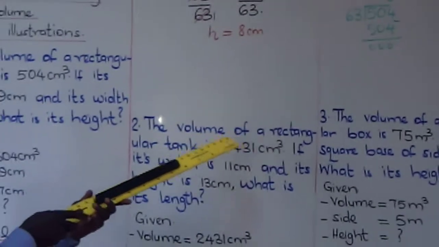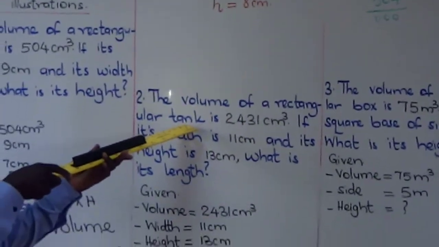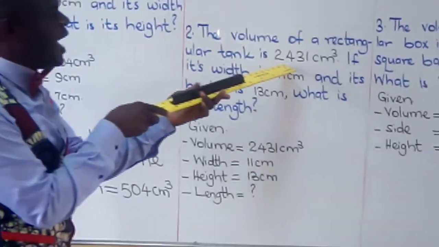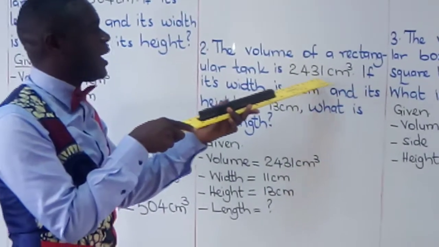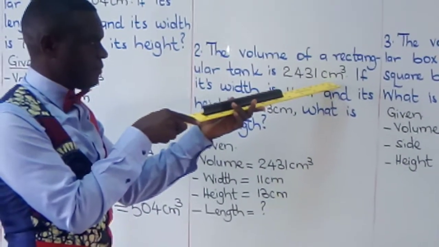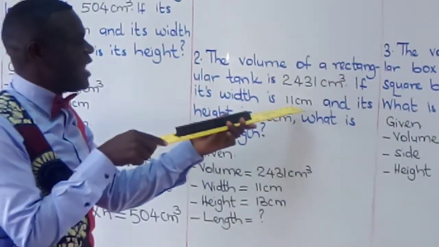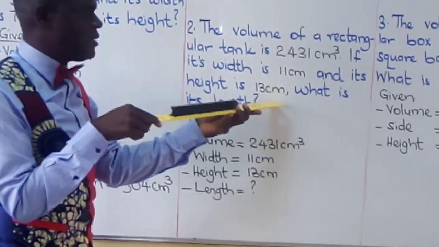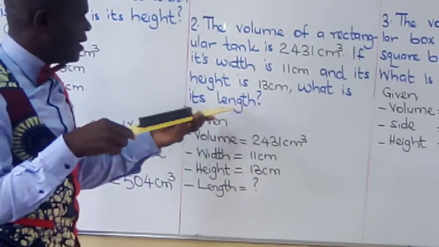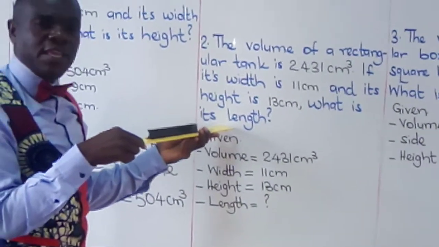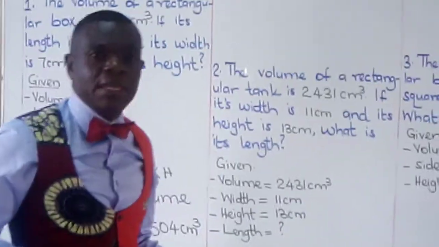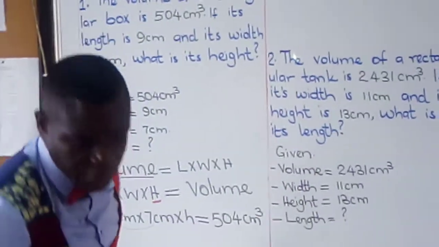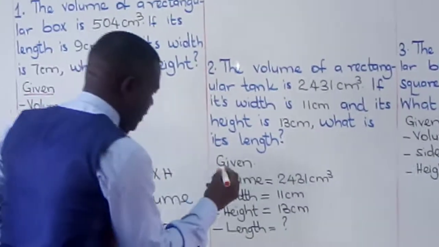The volume of a rectangular box tank holding water is 2,431 cubic centimeters. If its width is 11 centimeters and its height is 13 centimeters, what is its length? Again, just like I did here, I have extracted from the question what we have been given.